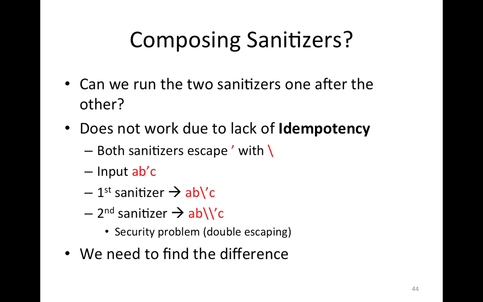Suppose that the target and the reference both escape the single quote character with a backslash. If we give this first sanitizer the input AB single quote C, then it is going to convert it into this input by escaping the single quote. Then the second sanitizer is going to see the single quote and escape it again. What you see here is that the backslash is actually escaped by this backslash, and the single quote is not actually escaped. So the second escaping kind of rendered the first escaping obsolete. This is a well-known security problem, which is double escaping.